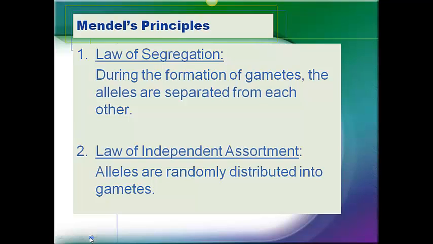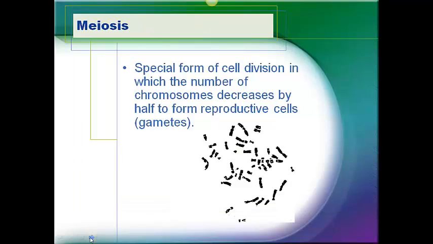So we're going to look at meiosis one more time and now apply Mendel's principles to this idea. Just to review, meiosis is the special form of cell division where the number of chromosomes are halved. It only occurs in reproductive tissue to make those reproductive cells, the egg, the sperm, the pollen, so that they each have half the DNA in them.